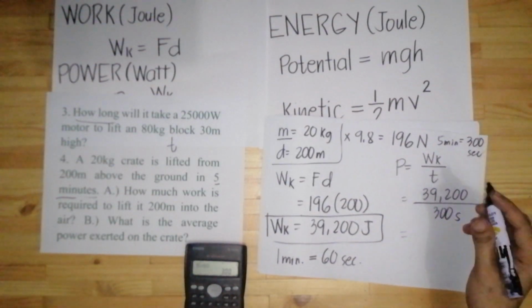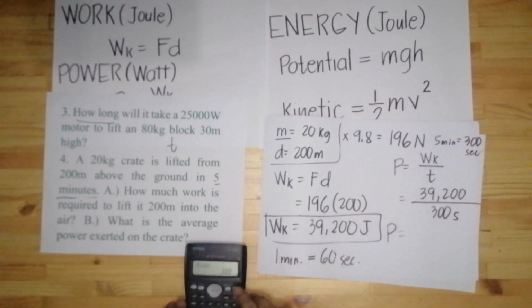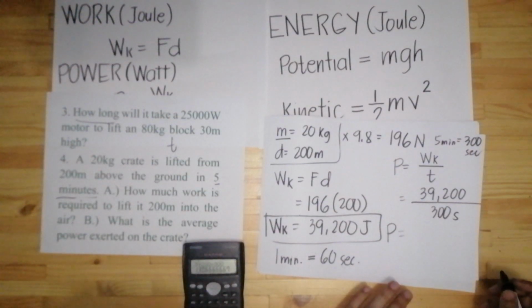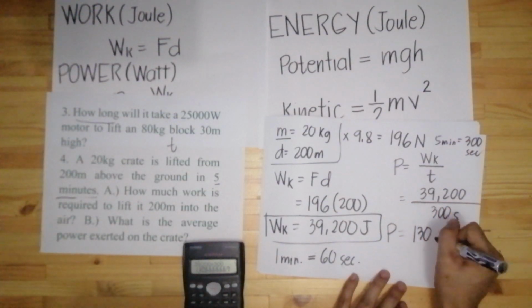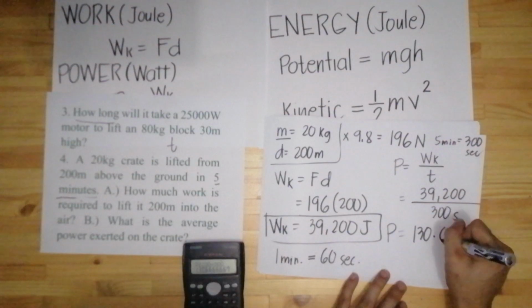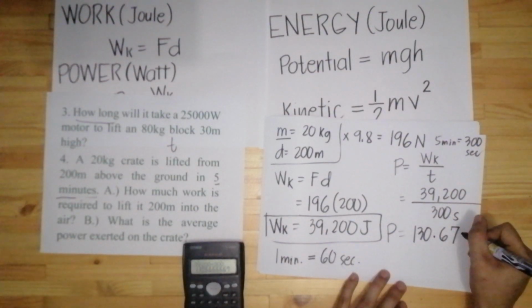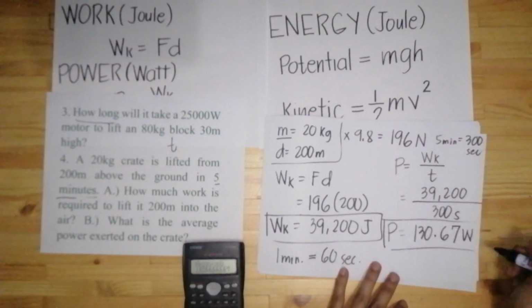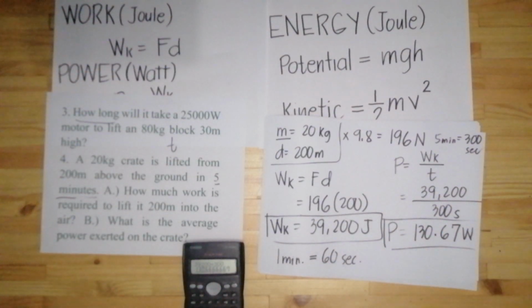So, yung mga basic yun natin dapat naka-meters, naka-seconds, naka-kilogram para madali natin ma-solve. So, divide lang natin para makuha yung power. 39,200 divided by 300 is equal to 130.67. The unit is W, which is watts. Okay, power is equal to 130.67 watts. That's how you get it.